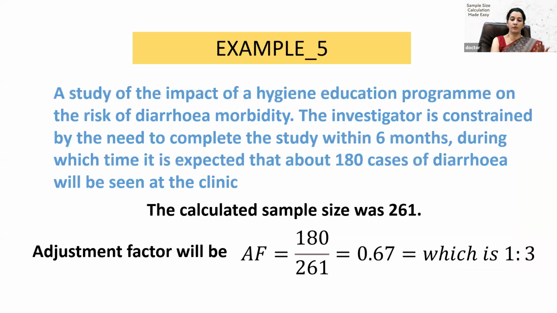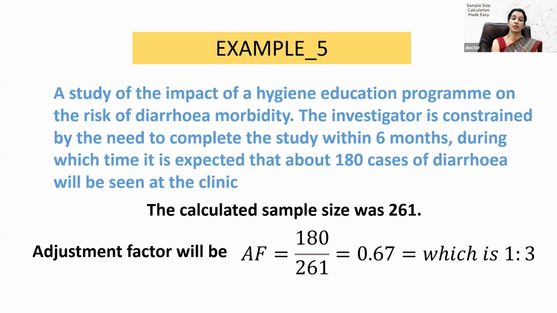So how do we calculate? Basically, the calculated sample size, what we calculated, was 261. And the number of cases which you have was 180. So you divide 180 by 261, it is 0.67. Then you can match it with that correction factor, and you can see 0.67 corresponds to 3 controls. So you should take 3 controls per case. So that's how you calculate how many controls you can take.